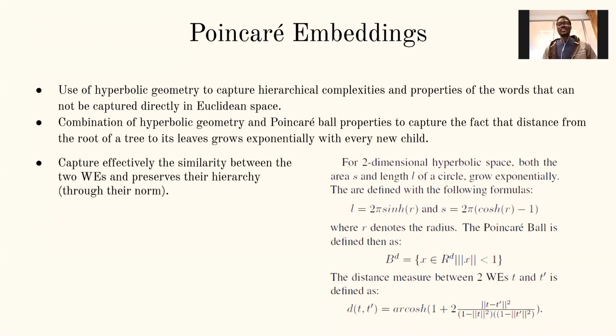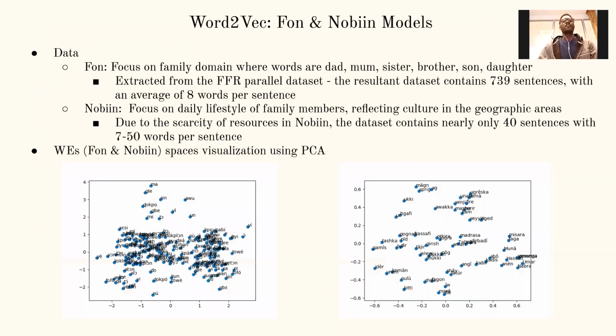We can also see on the screen the formula that defines the length or the diameter of the circle. This is just in a two-dimensional space, right? Because in three-dimensional space, we're already talking about spheres and everything, so it becomes much more abstract as the number of dimensions increases. But there's also the definition of the Poincaré ball in dimension D, and the formula that helps us compute the distance between two different Poincaré word embeddings.